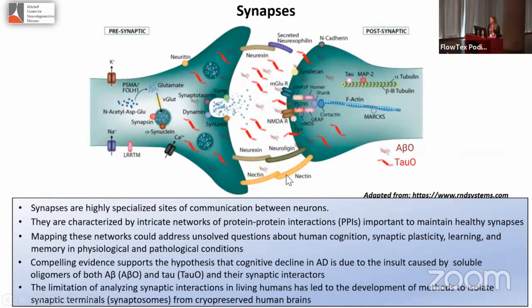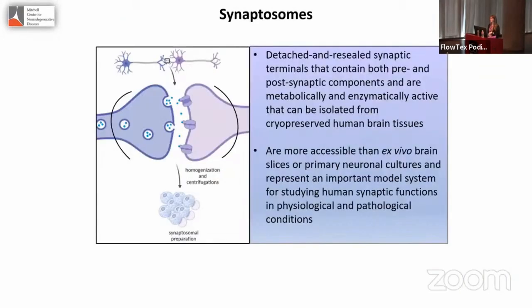There is a limitation, which is the availability of fresh samples or samples from living humans. This limitation over time has led to the development of methods to isolate what we call synaptosomes, which are synaptic terminals, from cryopreserved tissue.